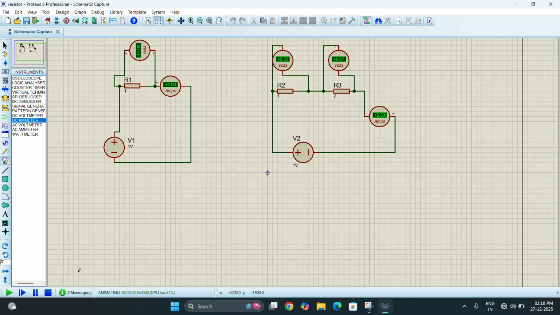So always remember in a series connection the current is going to be the same and the voltage is going to be divided according to the resistance value. And one important formula is the voltage divider rule. In simple words, it is the total voltage multiplied by the resistance value across which you want to find the voltage, divided by the total resistance. So that is the voltage divider formula.